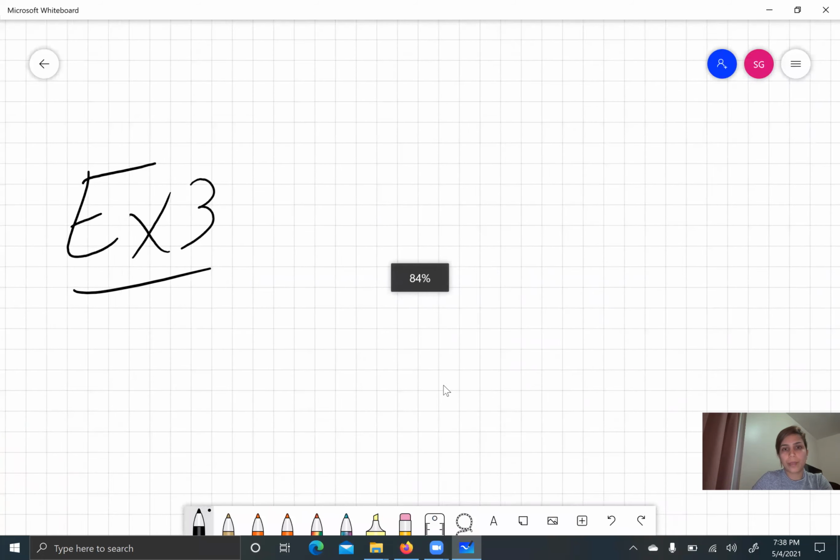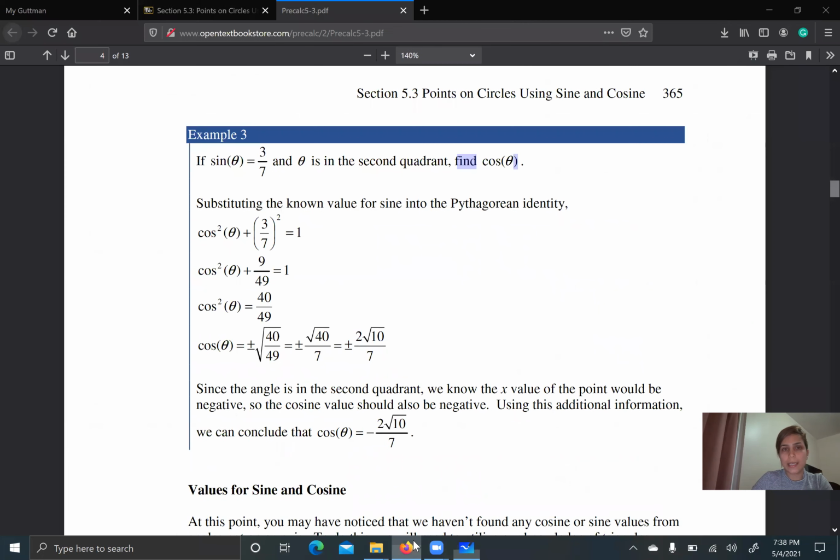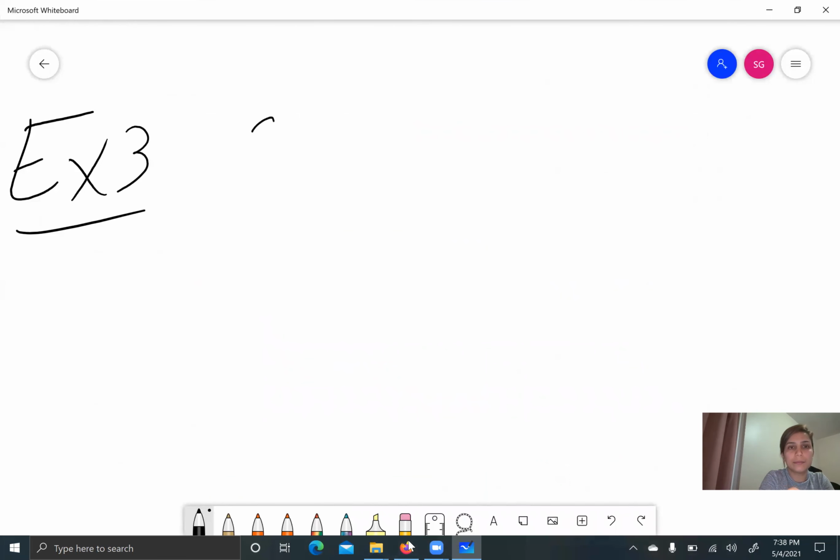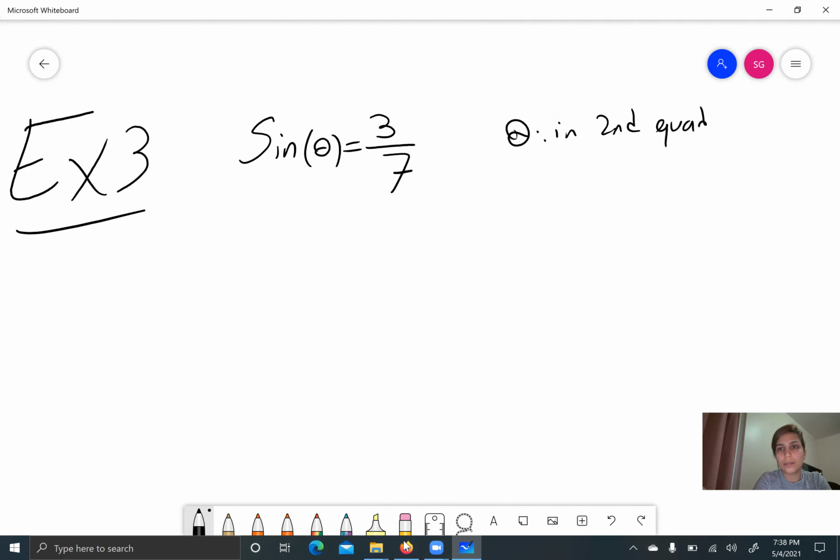So in here, sine is 3/7. And theta is in the second quadrant. Okay, the question is find cosine of theta. What is cosine of theta?